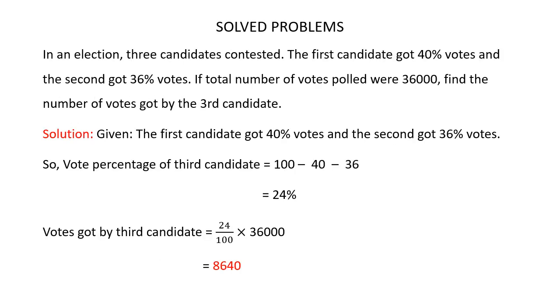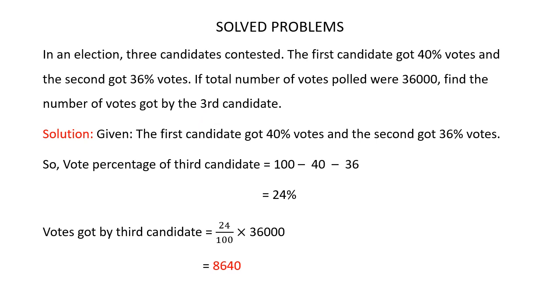In an election, three candidates contested. The first candidate got 40% votes and the second got 36% votes. If total number of votes polled were 36,000, find the number of votes got by the third candidate.